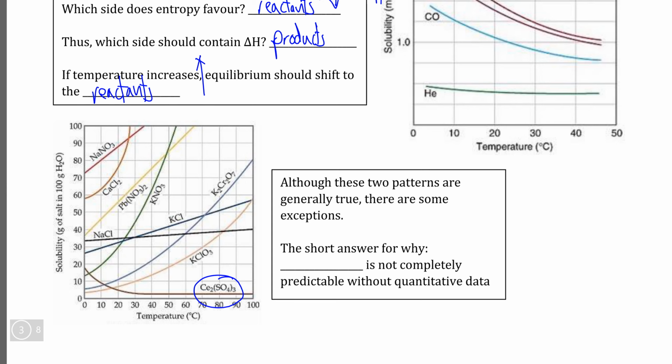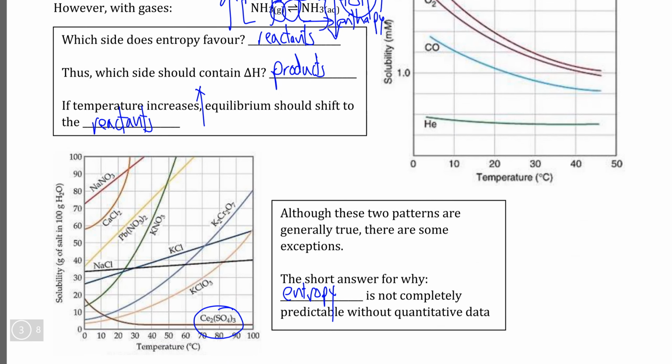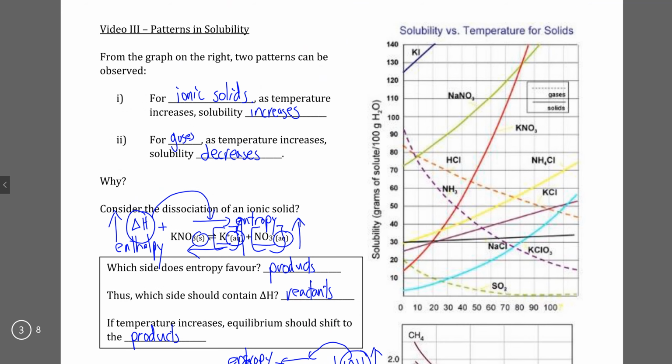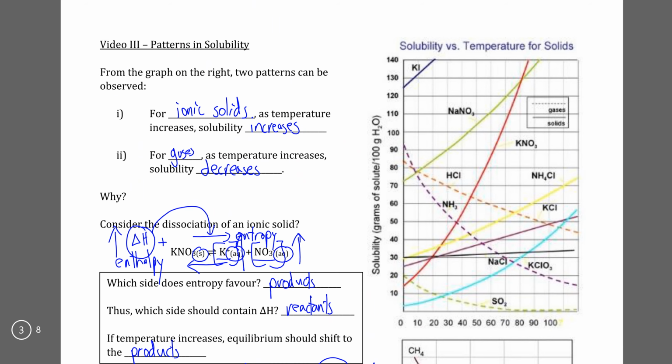So the short and simple answer about why these exceptions occur is that entropy is not always completely predictable, which is why we need to look at the standard molar entropy in order to be able to truly predict which side of the reaction is favored by entropy. But nevertheless, the general trend of ionic solid solubility increasing as temperature increases, and the opposite for gases, holds generally true. In the next series of videos, we're going to expand upon this trend and look at overall patterns that occur due to Le Chatelier's principle pertaining to solubility equilibrium.